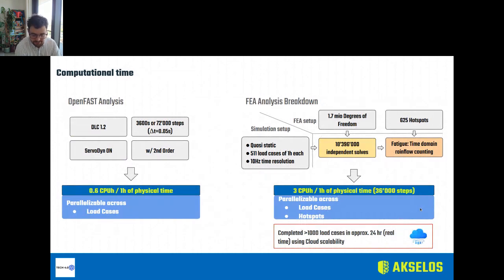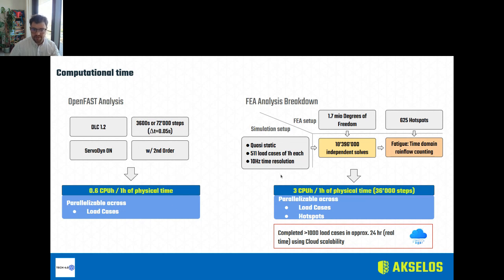A key aspect that I want to address here is the computational footprint and the computational usage of the ILSA toolchain, and what it means for users of the ILSA toolchain. So what we know from experience is that a typical OpenFAST analysis, so say a DLC 1.2, considering a time step of 0.05 seconds, which equates to 72,000 steps for an hour of physical time, and where we turn on ServoDyn and we include second-order waves, this amounts to approximately 0.6 CPU hours for 1 hour physical time.